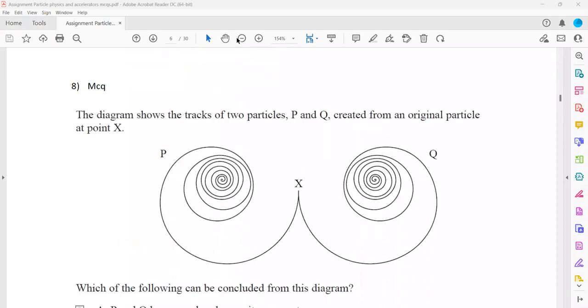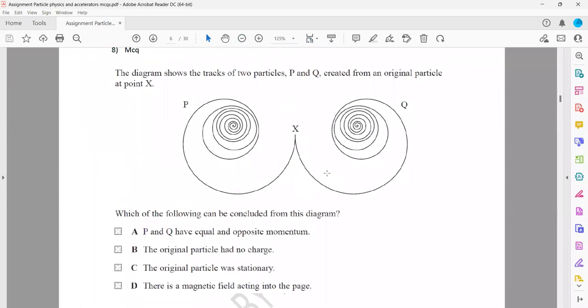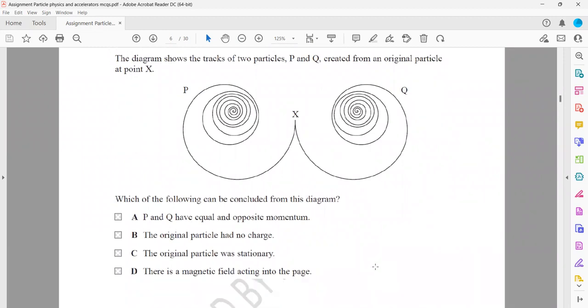In question 8, the diagram shows the track of two particles P and Q which are created from original particle X. Which of the following can be concluded from the diagram? So what can we conclude from this diagram? At point X, you don't see a track. So if you don't see a track, you can say the original particle does not have any charge. Why do I say that? Because the diagram shows a track of particles P and Q created from the original at point X. So the original particle was a neutral particle, as a neutral particle does not give a track.